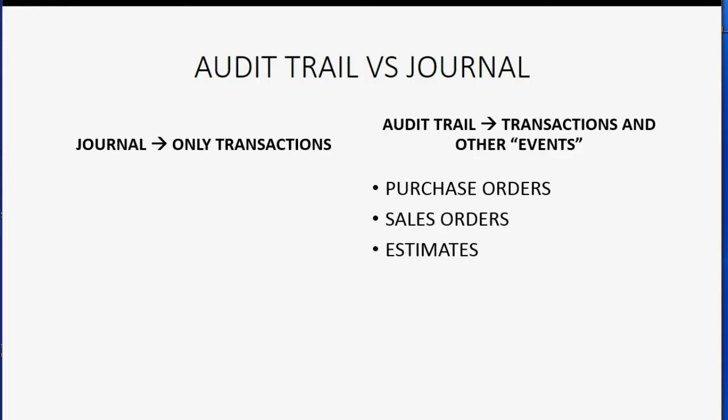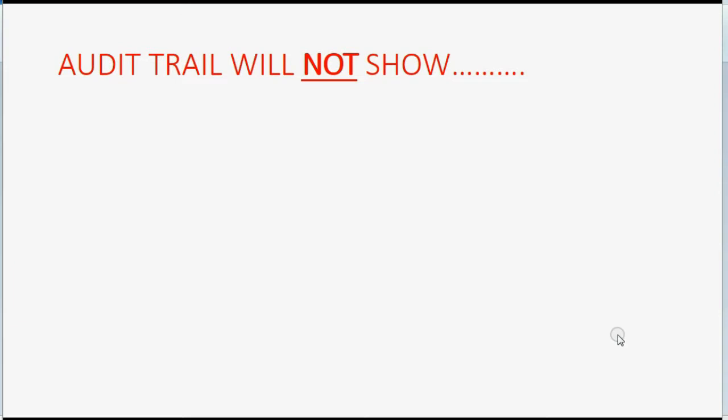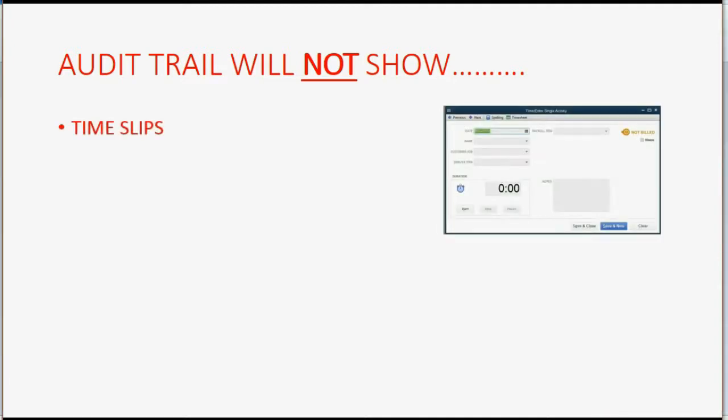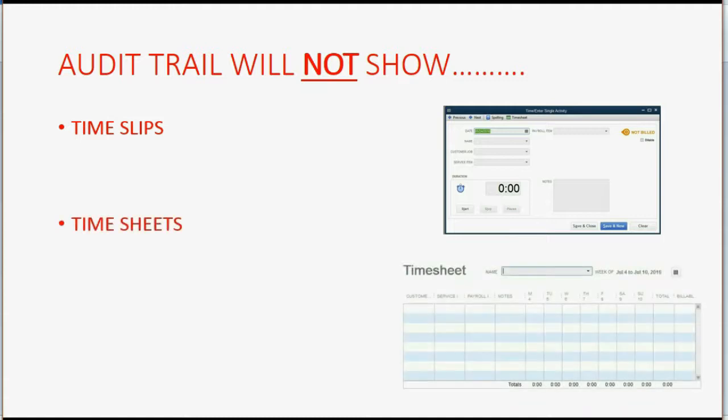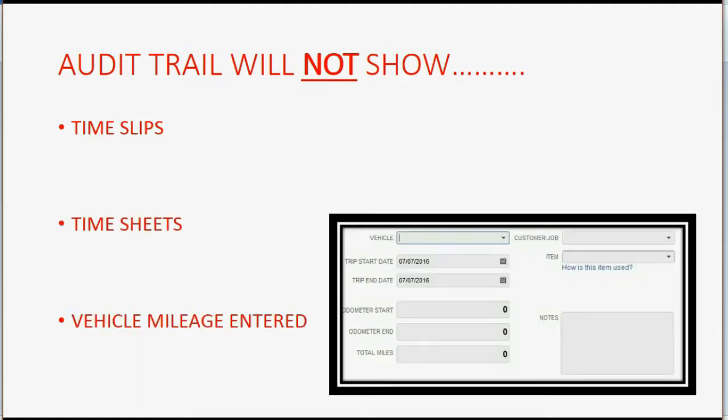So then you may well ask, what will not show in the audit trail? The three events that do not show up on the audit trail are time slips, time sheets, and vehicle mileage that you entered. So if you make a change to any of these three items or even enter them or delete them, there will be no evidence in the audit trail.